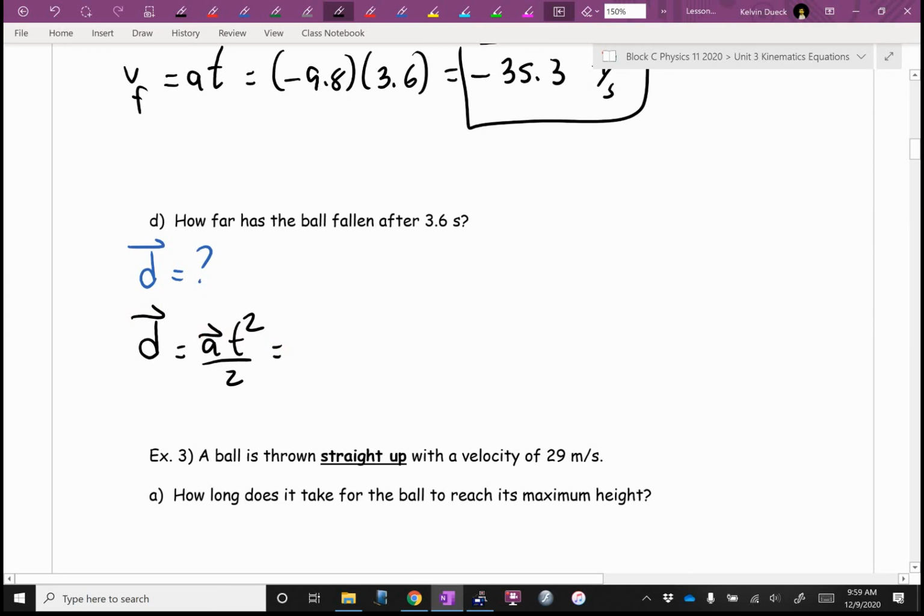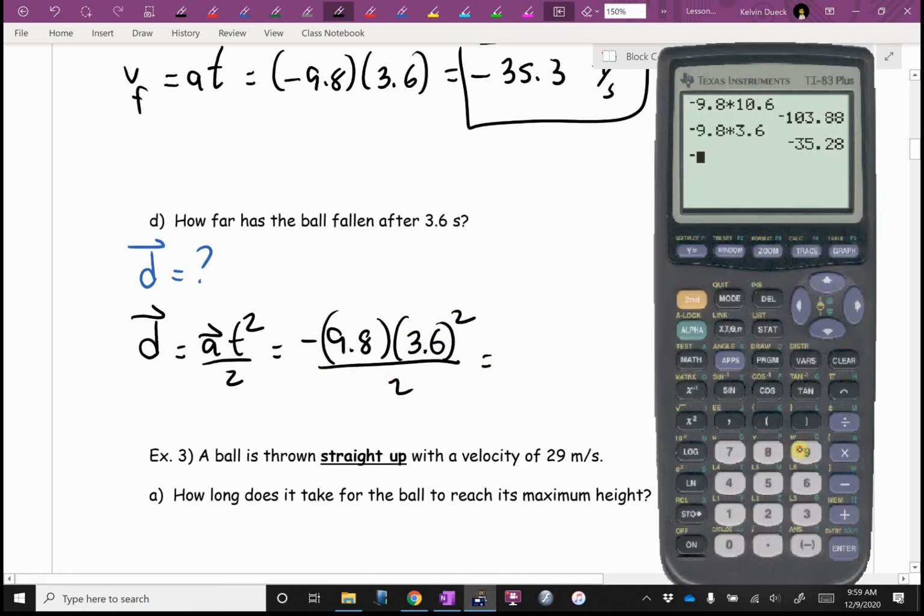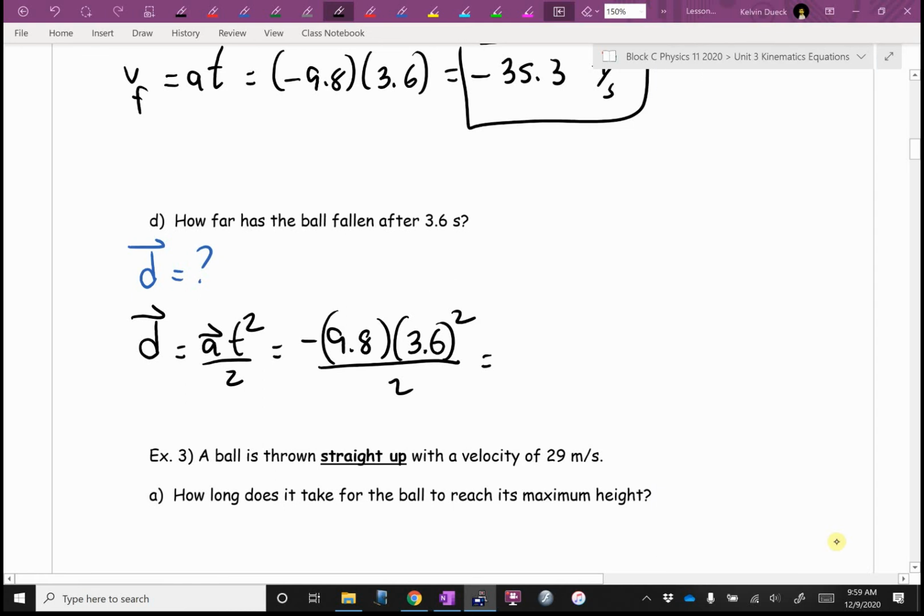Again, I'm pretty sure this is going to give me a vector displacement answer. So it's going to be negative 9.8 times 3.6 squared all over 2. You get negative 63.5. Okay. And that's going to be what? Displacement, meters.